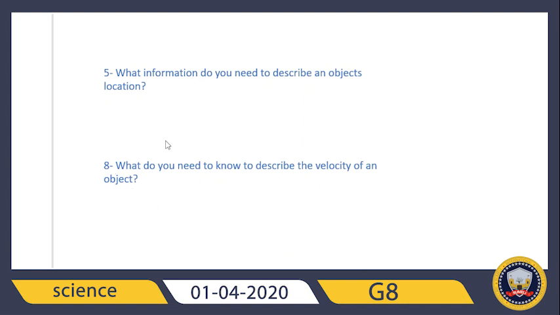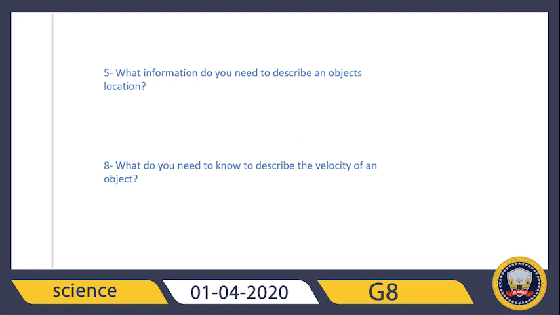As we said, velocity is a speed but in a specific direction. So if we need to describe speed, we need to know what? We need to know the distance that will be traveled and time. But for velocity, we need to consider another thing, which is the direction of the motion. So the answer here, guys: to describe the velocity of an object, we need to know the direction, the time, and the distance that will be traveled.